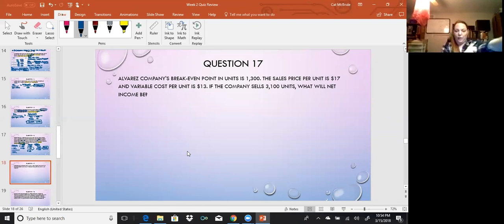Okay, now we want to figure out what net income will be. We know the break-even point is 1,300 units. We know the sales price is $17. We know the variable cost is $13. If the company sells 3,100 units, what will net income be?